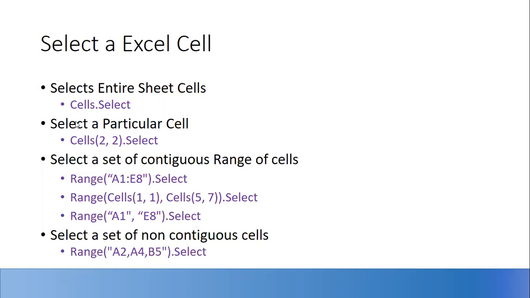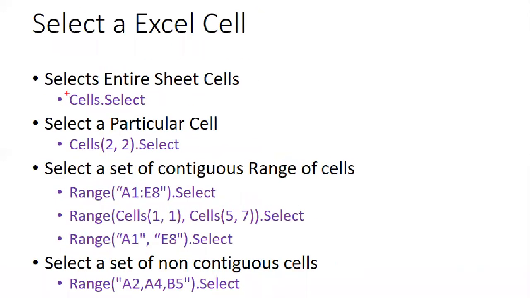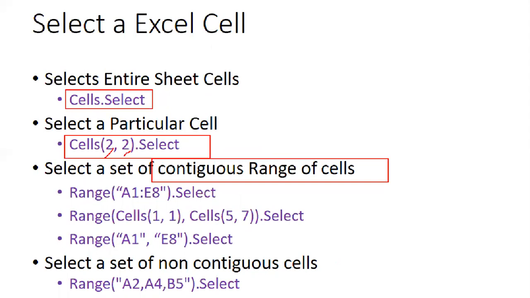Okay. So we saw that Cells.Select was selecting a particular cell. Cells on its own will select the entire worksheet. This will select a particular cell, moving 2 rows ahead, 2 columns ahead. This is the row and this is the column. If you want to select a contiguous range of cells, in that case we use this. We just say the start of the range to the end of the range, and Select is the property of this Range class.